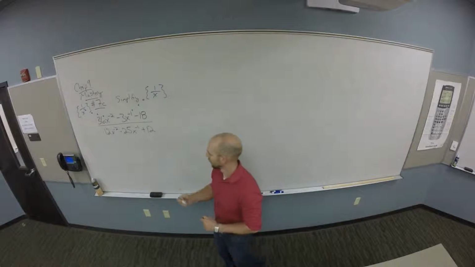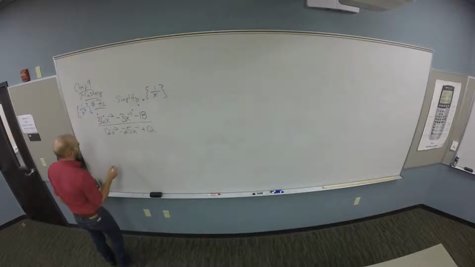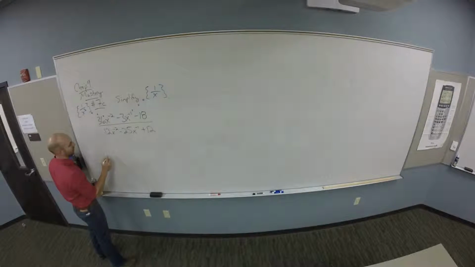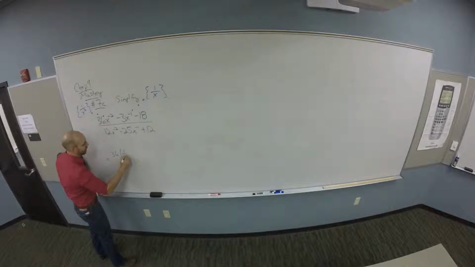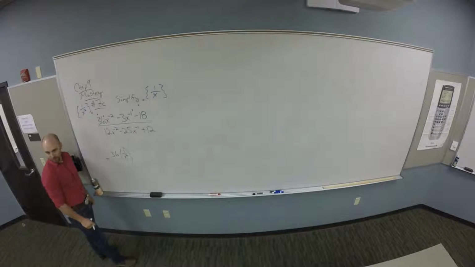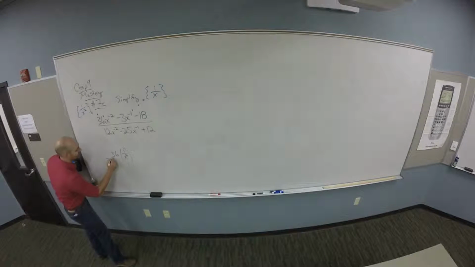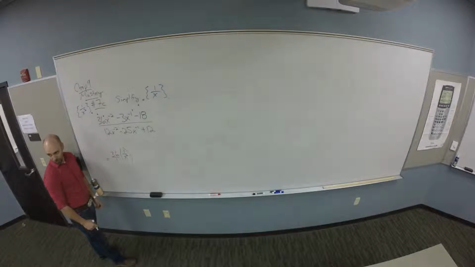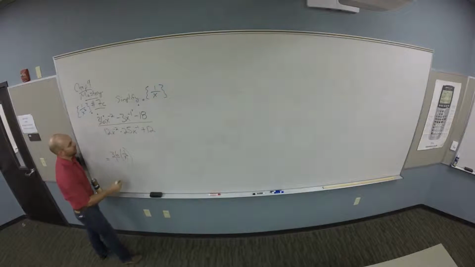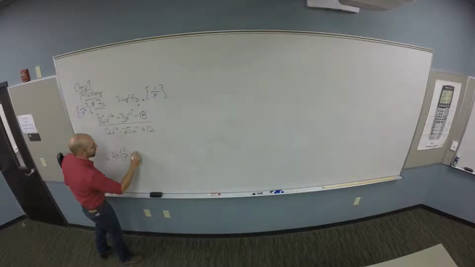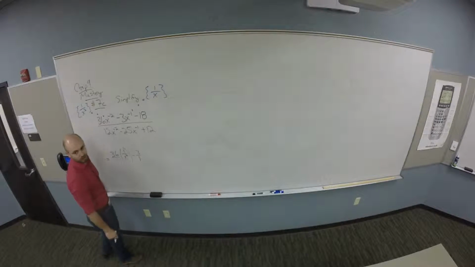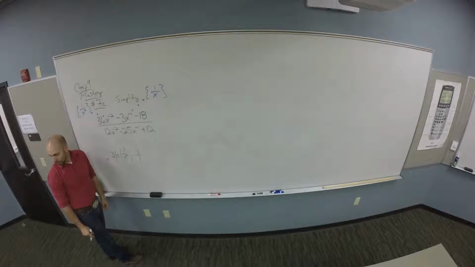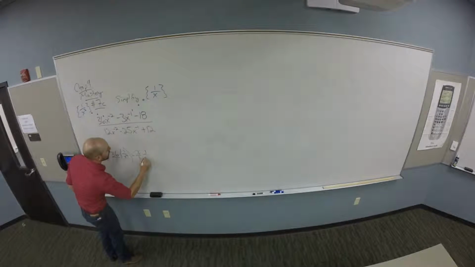It'd be 36 over x squared. Okay, because you're only affecting the x, not the whole number. So this is 36 times 1 over x squared, right? That's 36 over 1 times 1 over x squared, right? And then we're subtracting 3 over 1 times 1 over x. And then we're subtracting 18 from that.